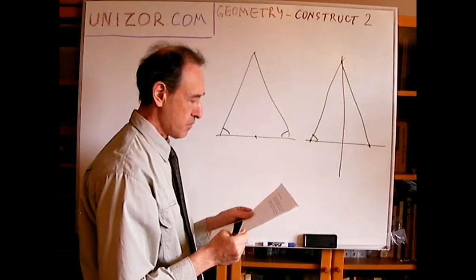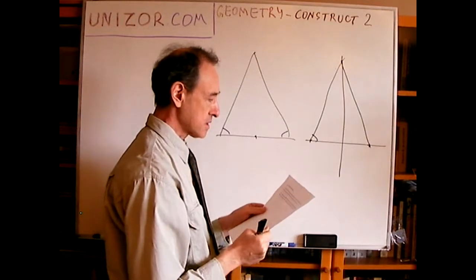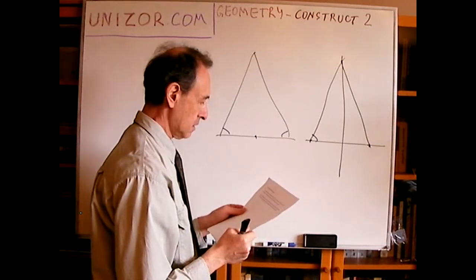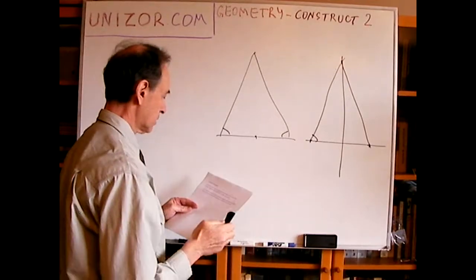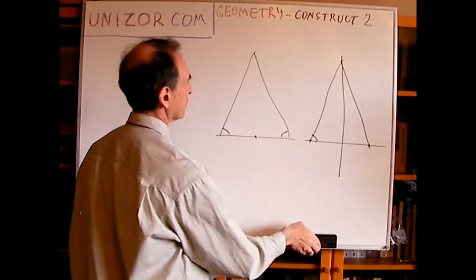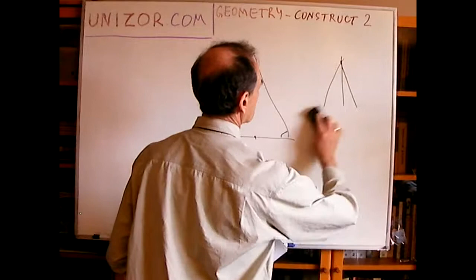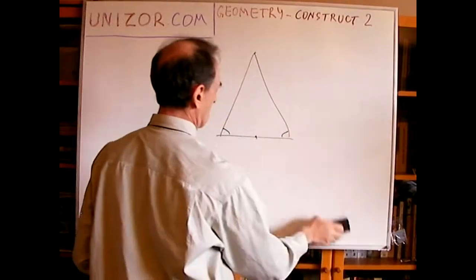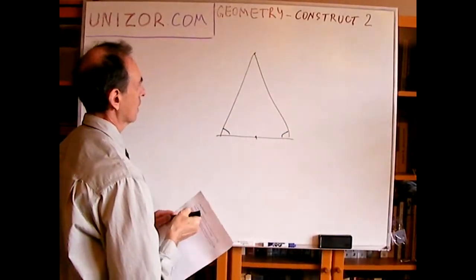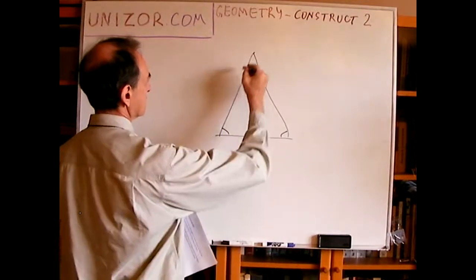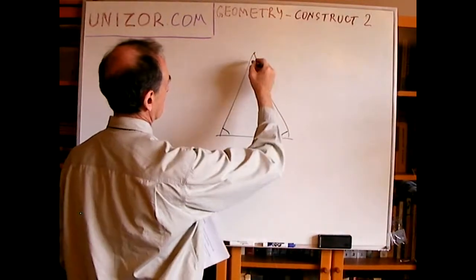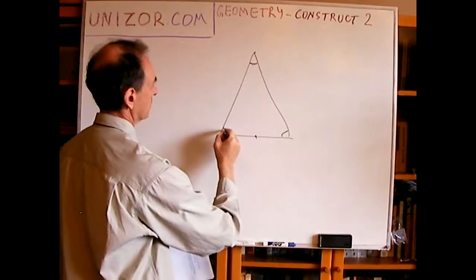Construct an isosceles triangle by one of two congruent sides and an angle between congruent sides, the vertex. Okay, how to construct a triangle using one of the congruent sides and this angle.